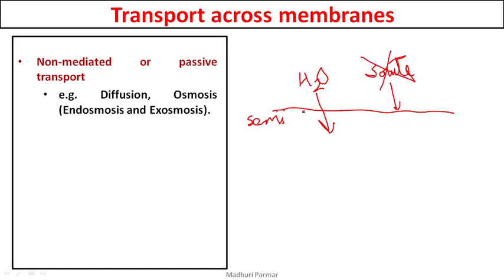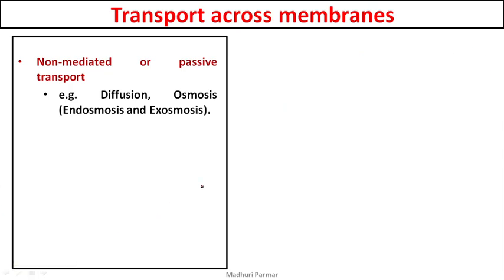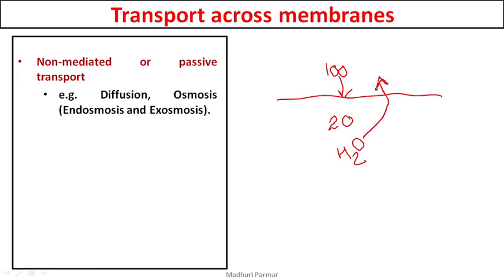Let us say we'll take the same example again, but now with a semi-permeable membrane. This is the semi-permeable membrane. You have 100 molecules of glucose outside, you have 20 molecules of glucose inside. But because the semi-permeable membrane will not allow the solute to pass, these 100 glucose molecules cannot really diffuse. What can diffuse? Water can diffuse. So this water from the cell will go out.